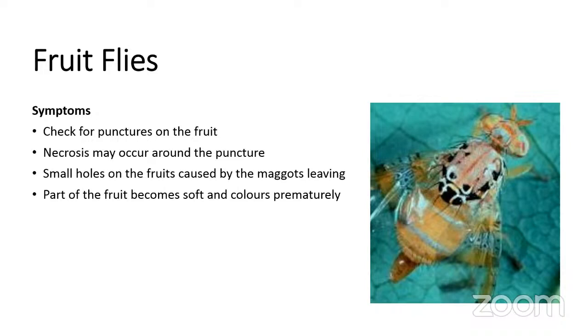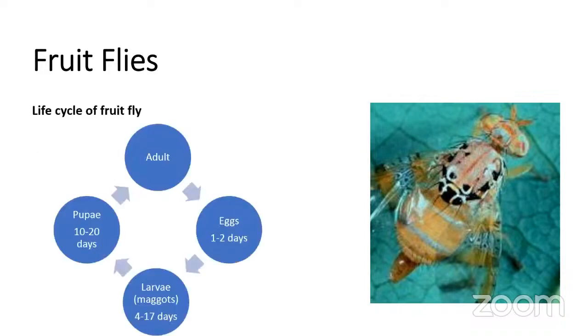The other symptom is that part of the fruit becomes soft. When you touch it, it will become soft, like a ripened fruit. And also the color of the fruit starts changing prematurely. Those are the symptoms which show you that your field has been infested by fruit flies.